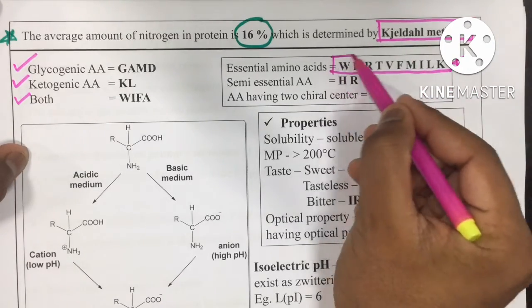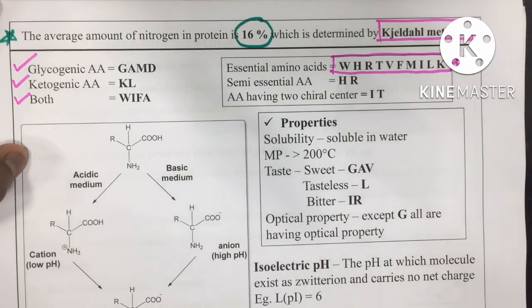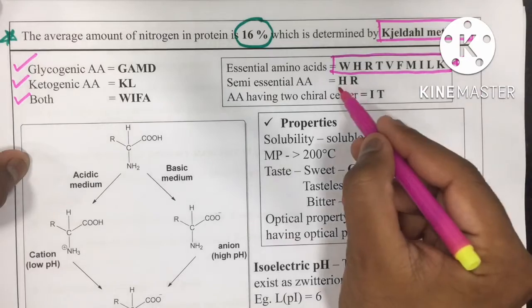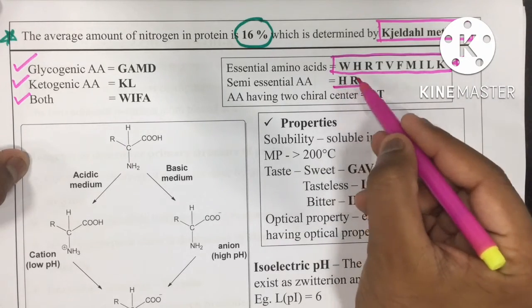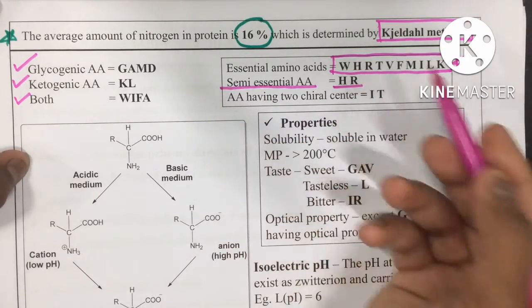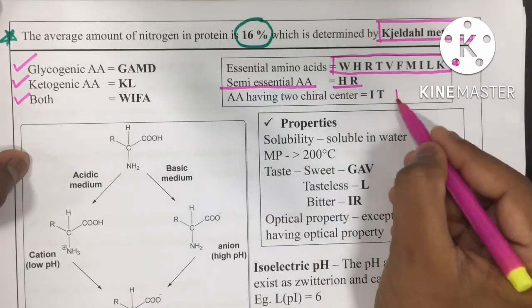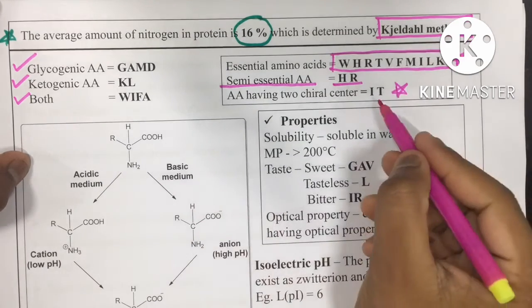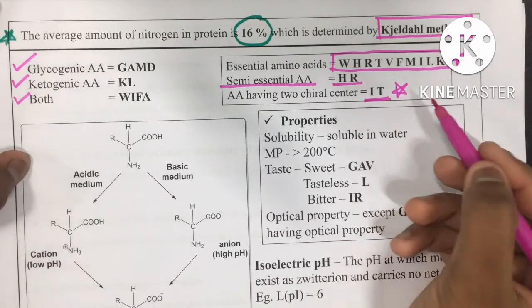What is the trick? That is WHR TVF milk. These 10 amino acids are the essential amino acids. Then HR means histidine and arginine, which are the semi-essential amino acids. And one more very important thing, that we have already seen: which two amino acids have two chiral centers? That is isoleucine and threonine, right?